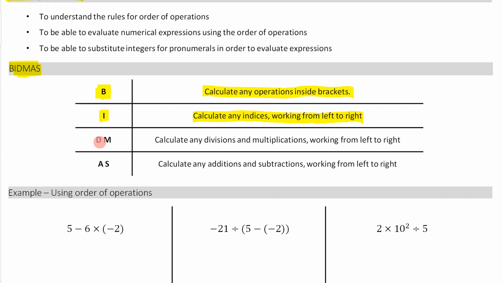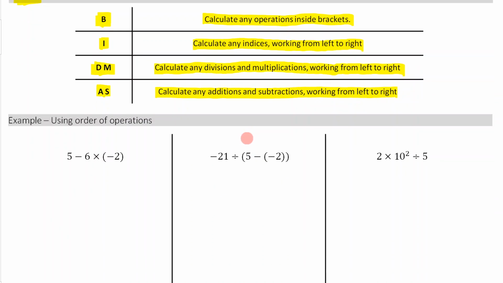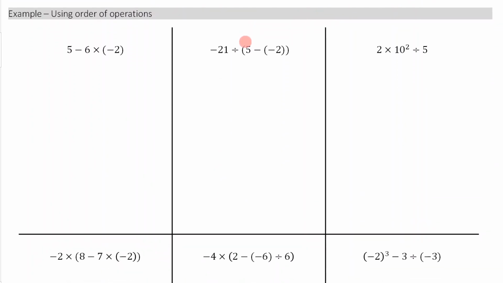The next, and as you can see, I put D and M next to each other because you would calculate divisions and multiplications working from left to right. So one is not superior, or one doesn't take precedence over the other in that regard. And then the last thing you do is addition or subtraction. So calculate any additions and subtractions working left to right. Okay, let's come here now and let's see how this works in action.